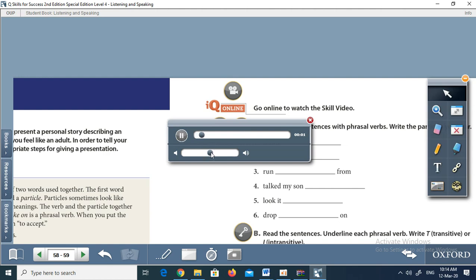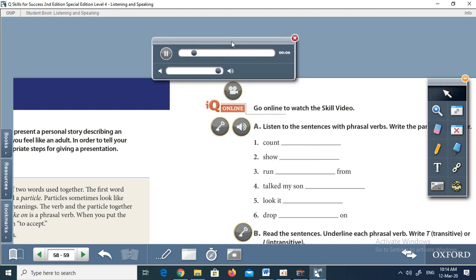Unit 3, Grammar, Activity A. 1. I can always count on my brother to help me with the chores. 2. I try to show up on time for school every day. 3. Once I tried to run away from home when I was a child. 4. Fortunately, I talked my son into cleaning the garage this weekend. 5. I didn't know what that word meant, so I had to look it up. 6. I decided to drop in on my father to see how he was doing.